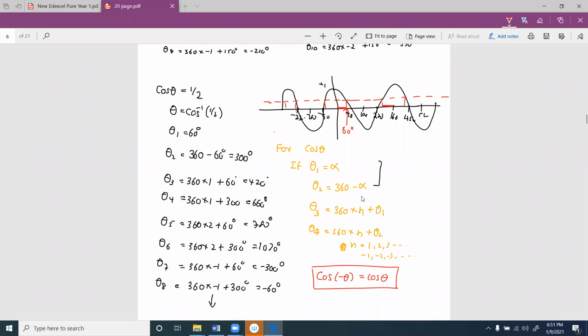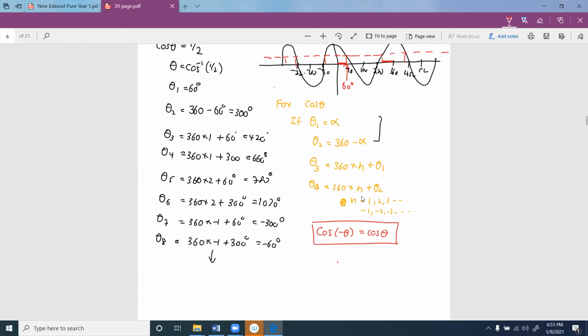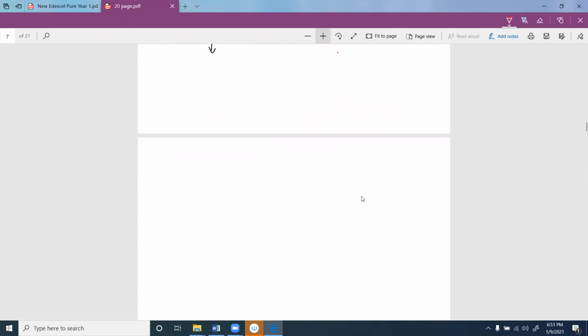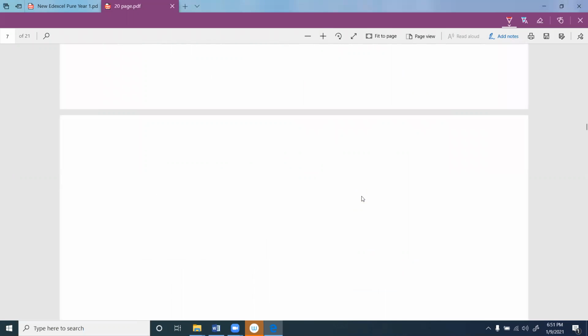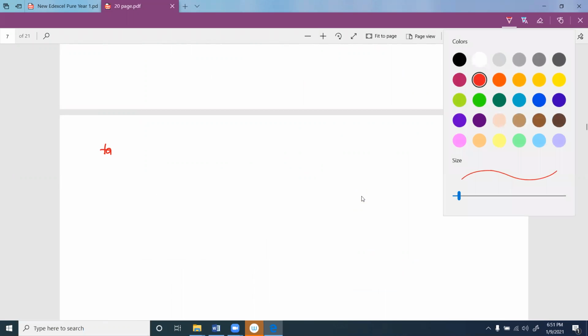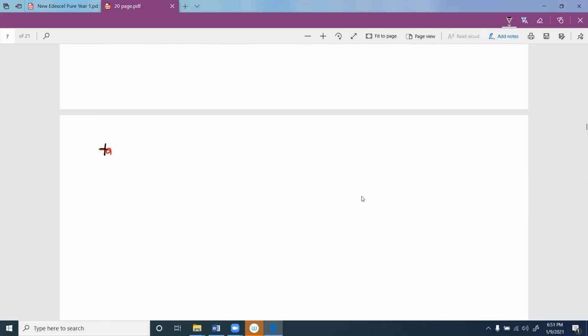Right. Now we are learning how to find the same kind of solutions for tan. Let's see, if you want to find the solutions for tan theta, then we get tan theta is equal to root 3. That is theta equals tan inverse root 3. If you use a calculator, you will find that it turns out to be 60. Right. Then this is the first angle.